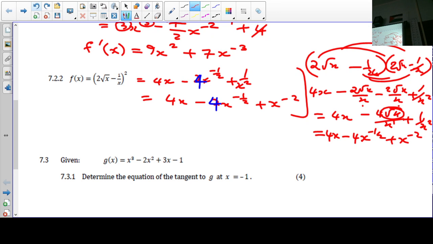Sorry about that. Now we can apply the derivative. So you say f prime x equals 4. Negative half times negative 4 is positive 2x, you must subtract 1 from these, minus 3 over 2. Negative 2 times positive 1 is negative 2x minus. That's your answer. Okay?